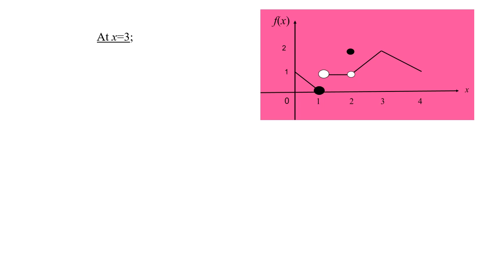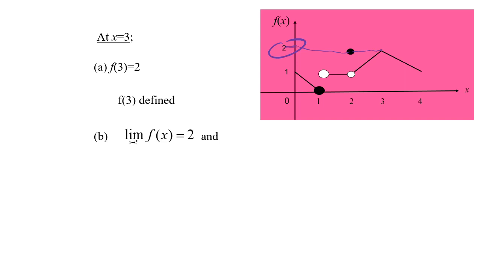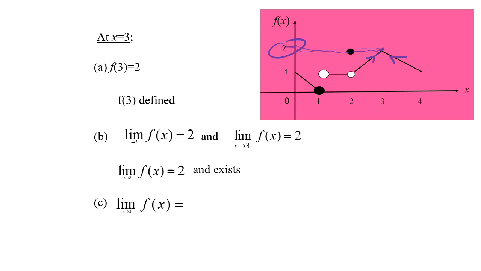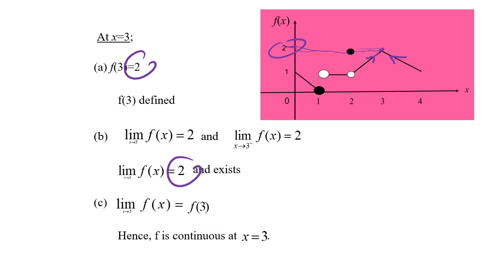Next, at x equal to 3. So we check f(3). f(3) is equal to 2. So f(3) is defined. And then the limit as x approaches 3 from the right side is going to the value of 2. And from the left-hand side, also going to the value of y equal to 2. So does the limit exist? Yes, because the value is the same. And the third one, does f(3) equal the limit of f(x) as x approaches 3? Yes, the value is the same, which is 2. Right? So is this continuous at x equal to 3? Yes, this function is continuous at x equal to 3.